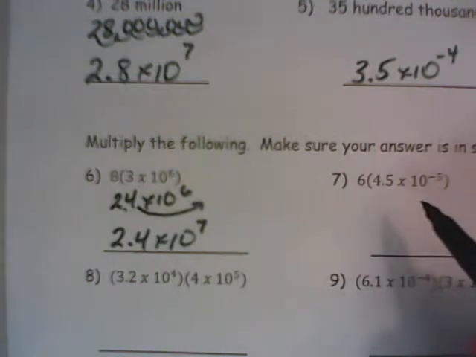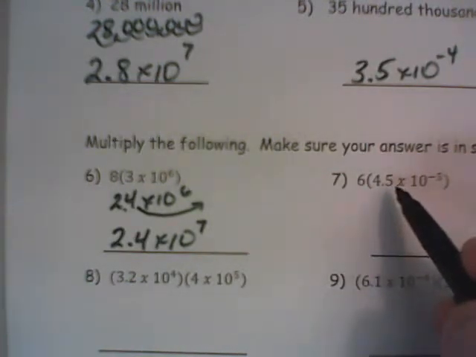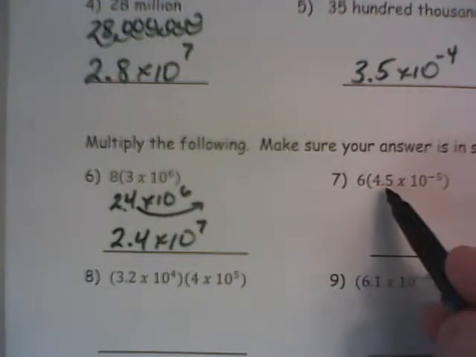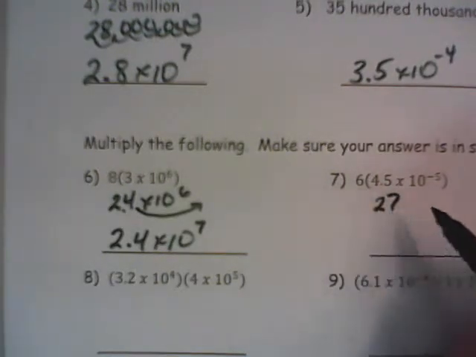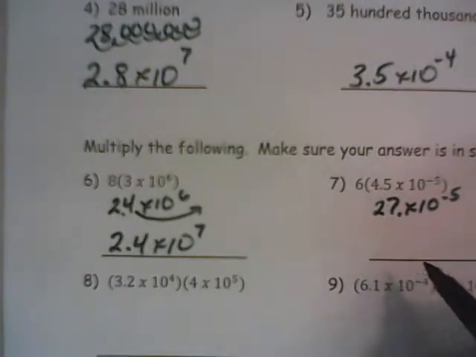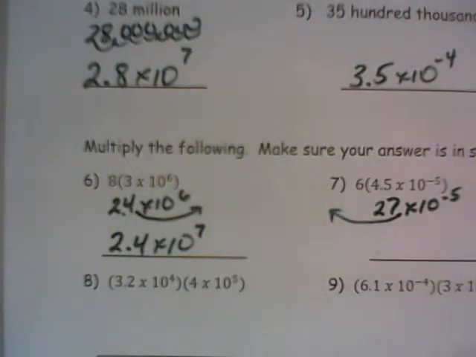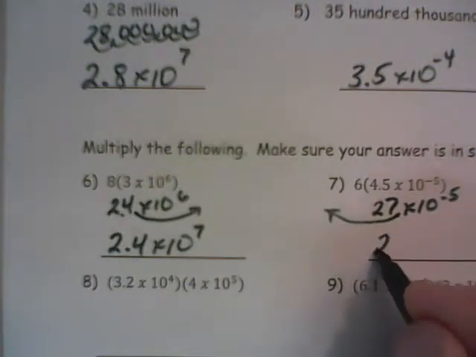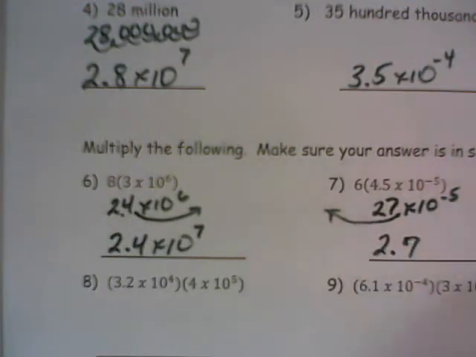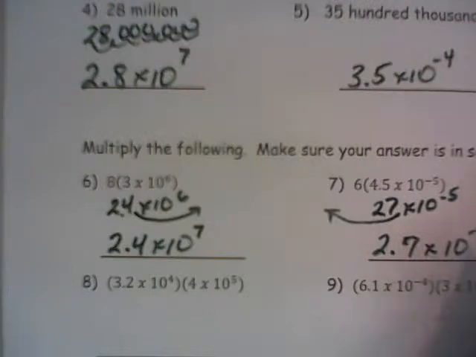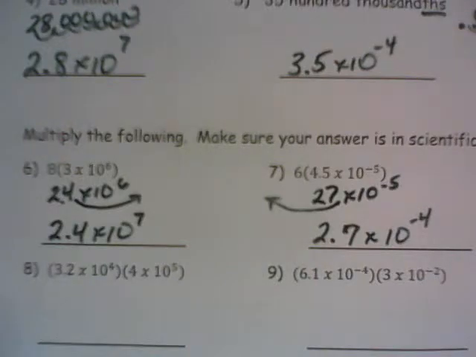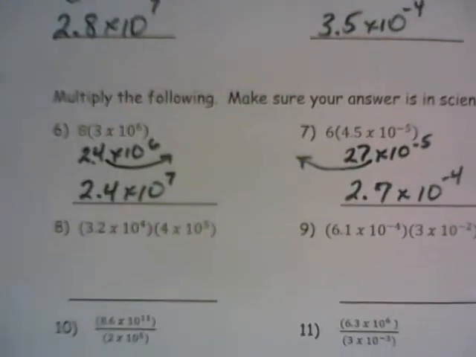Same thing with number 7. If we multiply 6 times 4.5, well, 6 times 4 is 24. 6 times 0.5, that's half of 6, which is 3. So that's going to be 27 times 10 to the negative 5th. Well, the decimal here is after the 7, 5 spaces to the left would put it here, but we want to write it in scientific notation, which means we want to put the decimal between the 2 and the 7. So instead of 5 spaces to the left, we only need to move it 4 spaces to the left, and it would be 2.7 times 10 to the negative 4th.